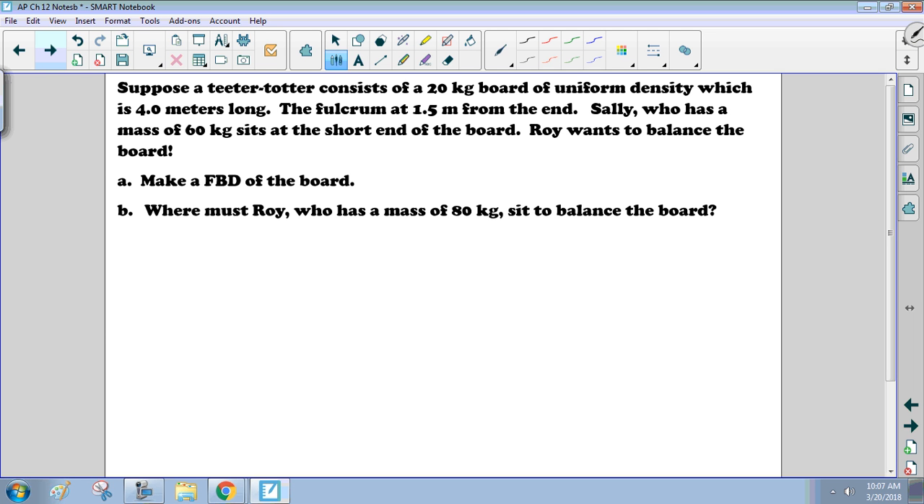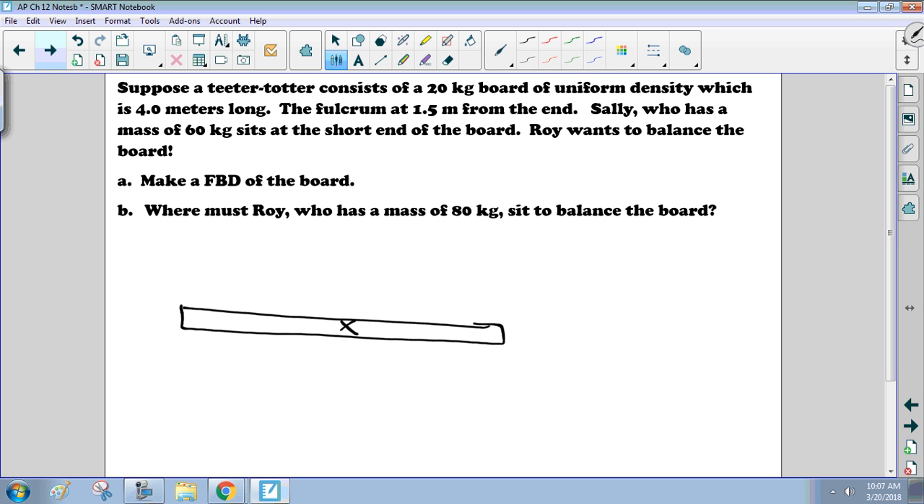So it says, suppose a teeter-totter consists of a 20-kilogram board of uniform density, which is 4 meters long. So let's draw it. Here's our board. You should be following along, please. There's your 4 meter long board. It's uniform, so I'm going to go ahead and mark my center of mass. I always use an X to mark the center of mass. Okay, because X marks exactly.